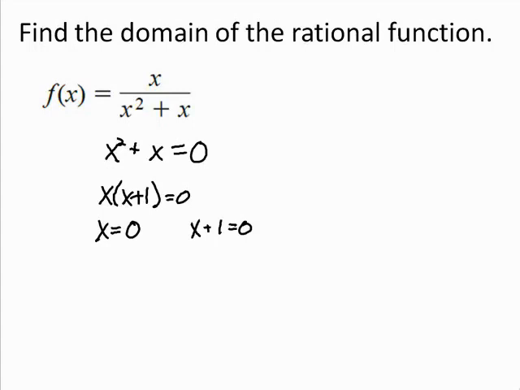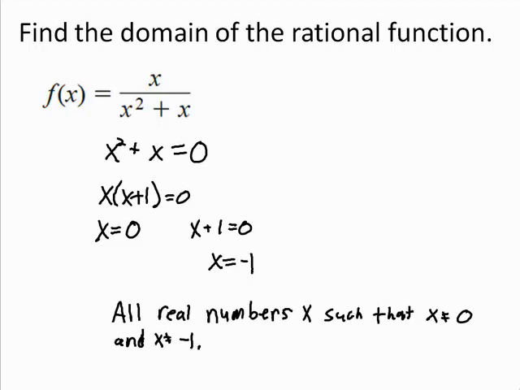X equals 0 and x plus 1 equals 0. In the second equation, subtract 1 from each side. X equals negative 1. If x equals 0 or x equals negative 1, the denominator is equal to 0. So the domain is all real numbers x such that x is not equal to 0 and x is not equal to negative 1.